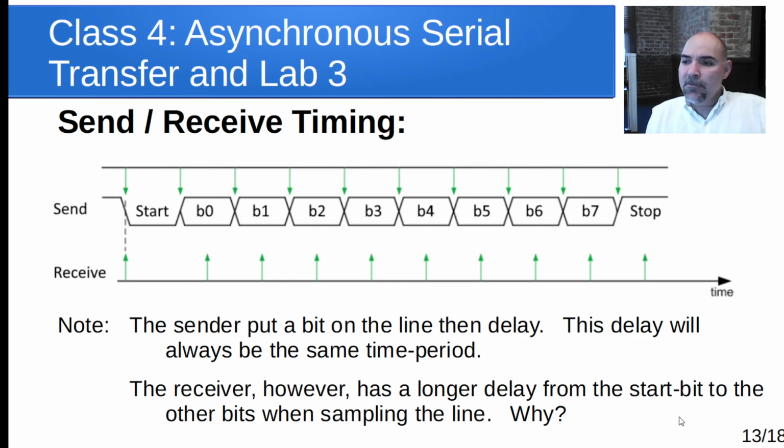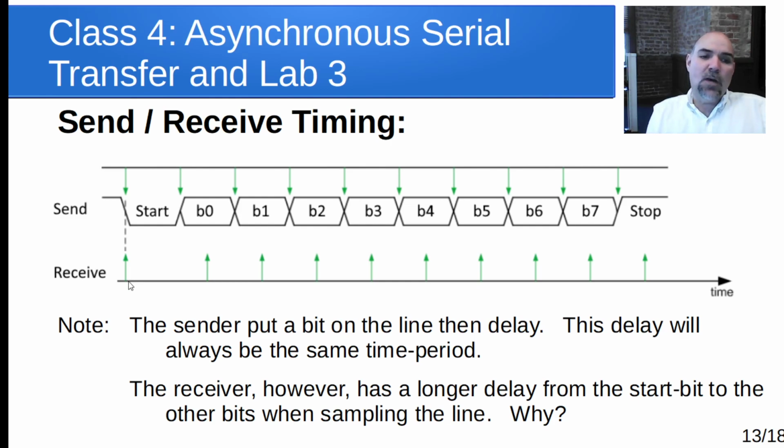So you'll note in looking at that diagram, this is the same diagram from earlier with the least significant bit first. You'll notice that the sender puts a bit on the line, and then delays. And that delay will always be the same time period for every one of these units, including the start bit period and actually including the stop bit period. It'll keep it on the line for the same amount of time before we're back to just idle. But on the receiver, you'll notice that there's a longer delay from the start bit to the other bits when sampling the line. So all these are the same as those, except for this one.